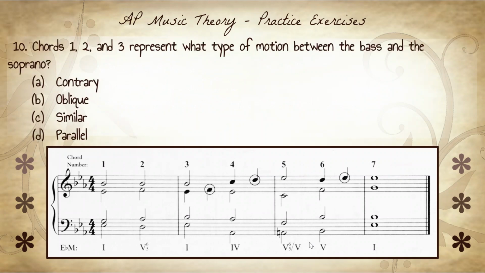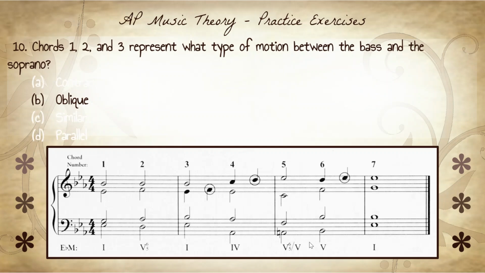Question 10. Chords 1, 2, and 3 represent what type of motion between the bass and the soprano? Is it A, contrary, B, oblique, C, similar, or D, parallel? Correct answer is B. Oblique motion is used between the bass and soprano in chords 1, 2, 3. The soprano remains on the B flat while the bass moves down by step and then back to tonic.